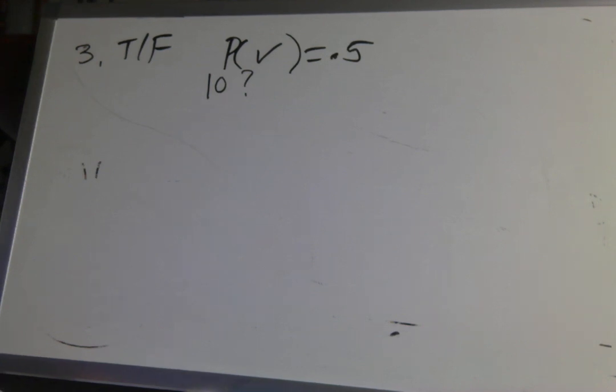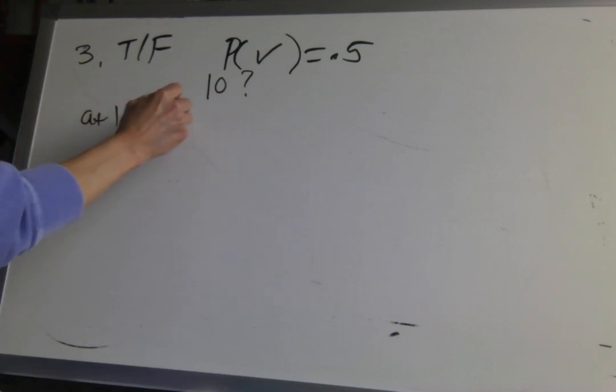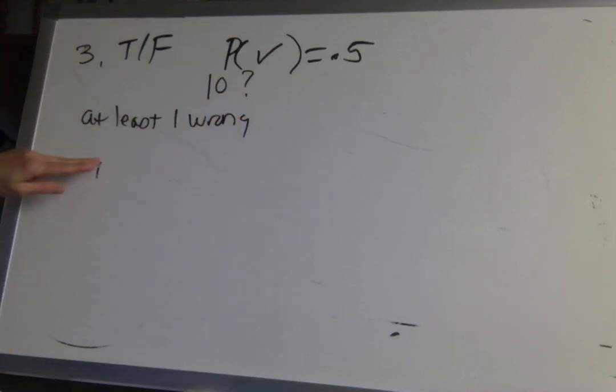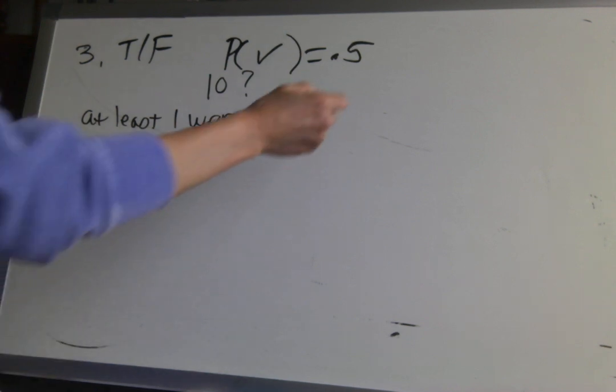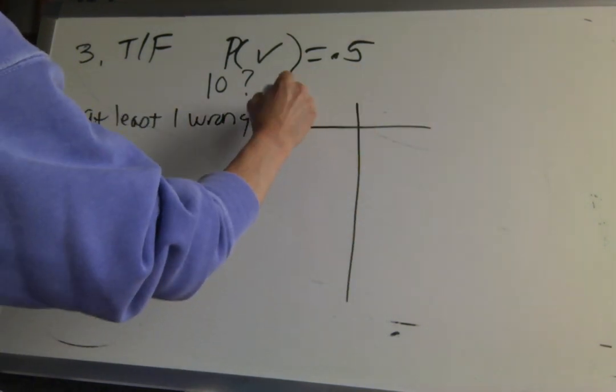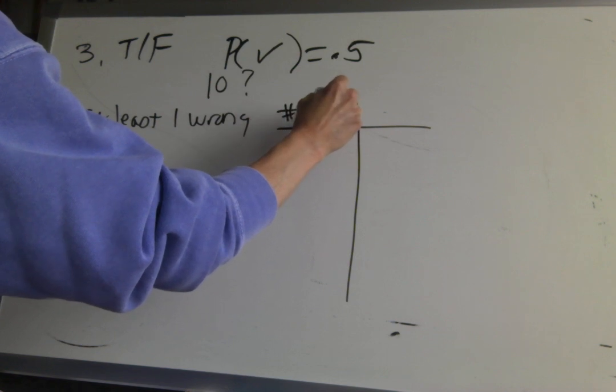Randomly guessing, meaning you know nothing. Pretend it's in a different language. You get at least 1 wrong. At least 1 is 1 or 2 or 3. I'm feeling overwhelmed, so let's put the number wrong here.